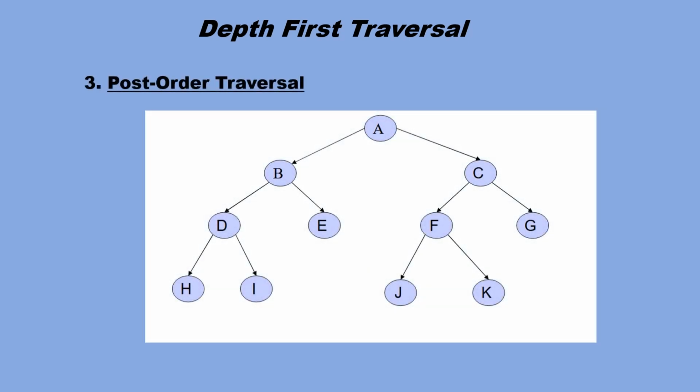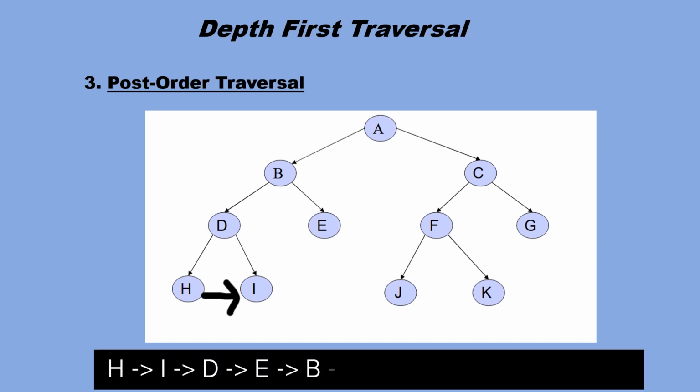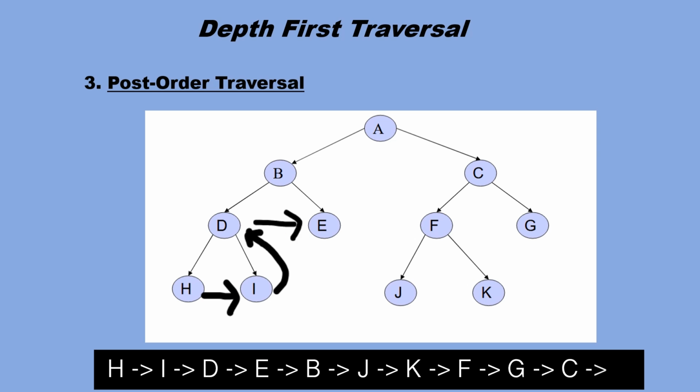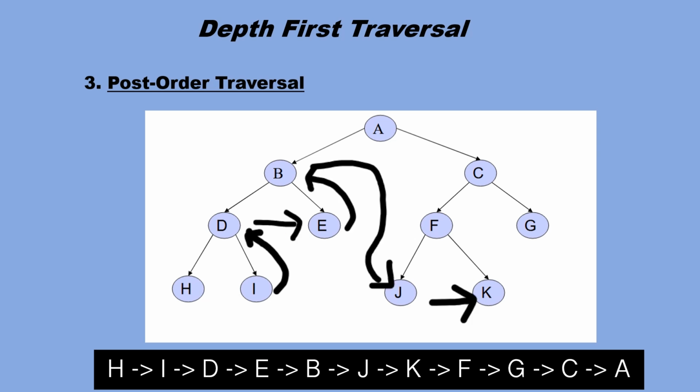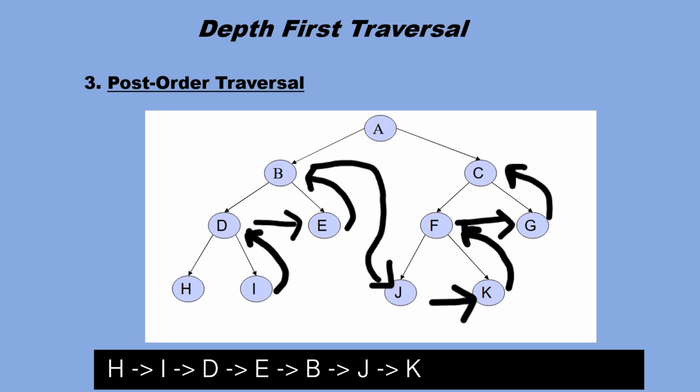Then look at the post-order traversal example. First process the left subtree, H, then right subtree and the root, H, I, D, E, B, J, K, F, G, C, and lastly A.